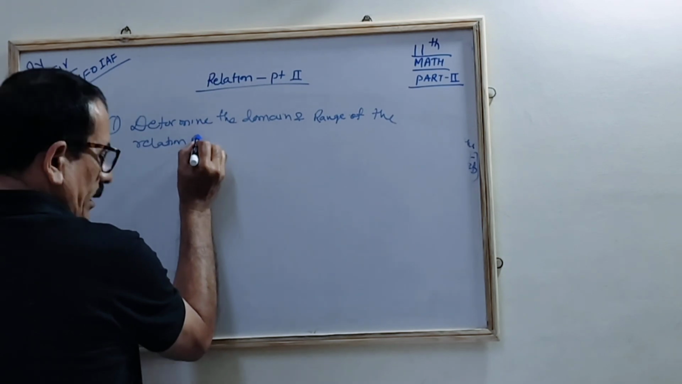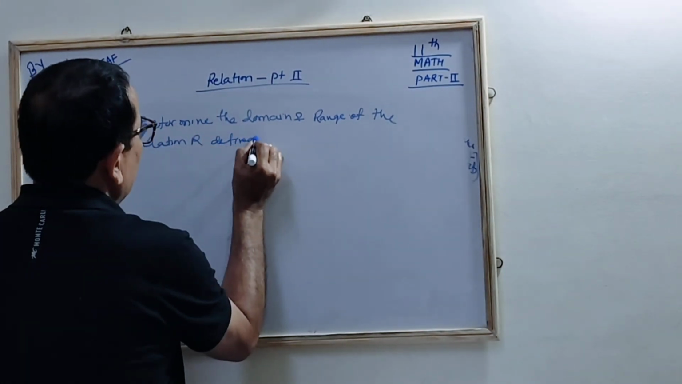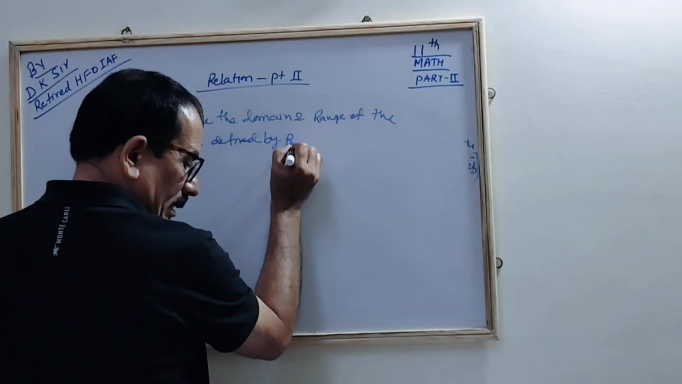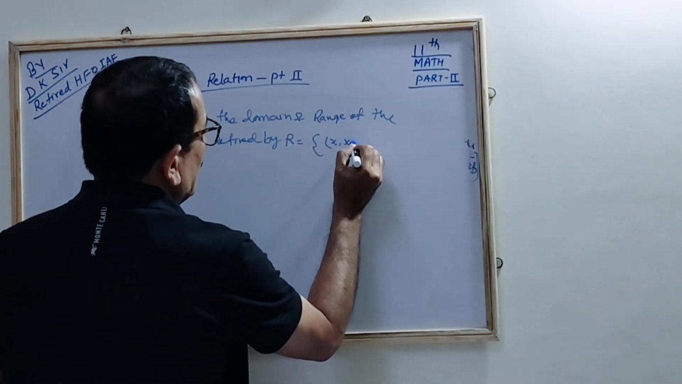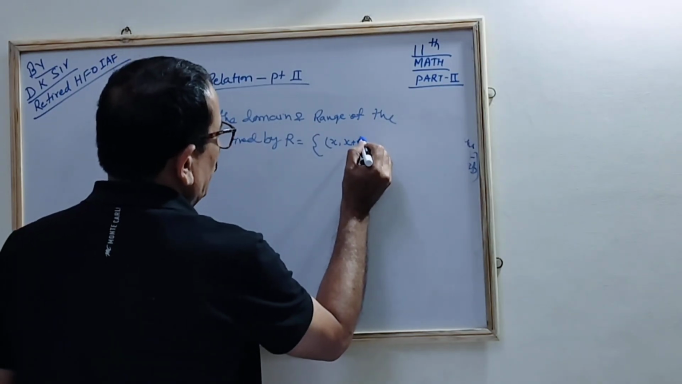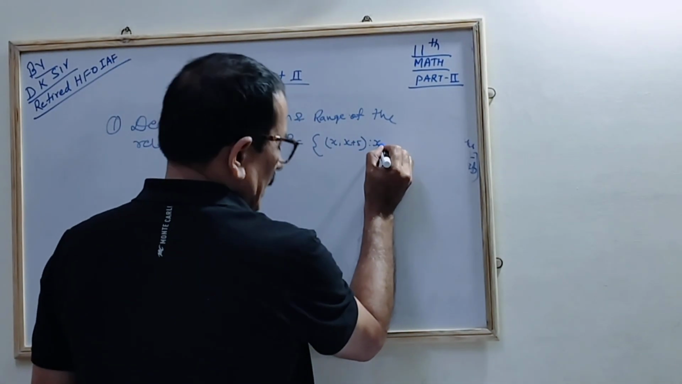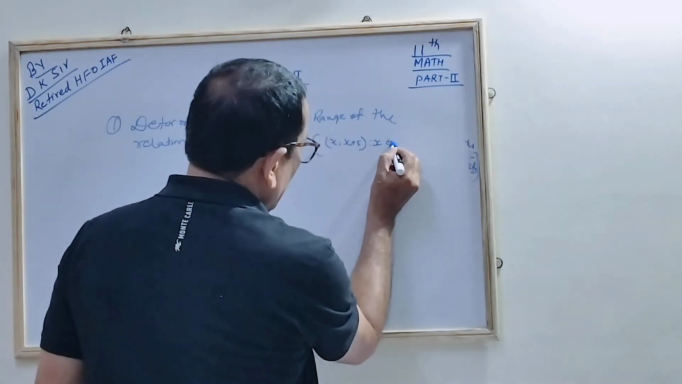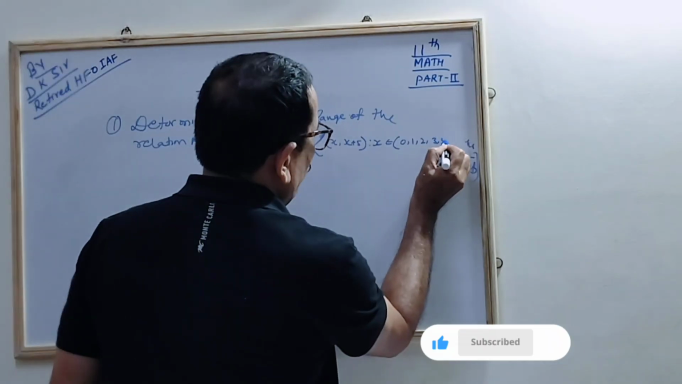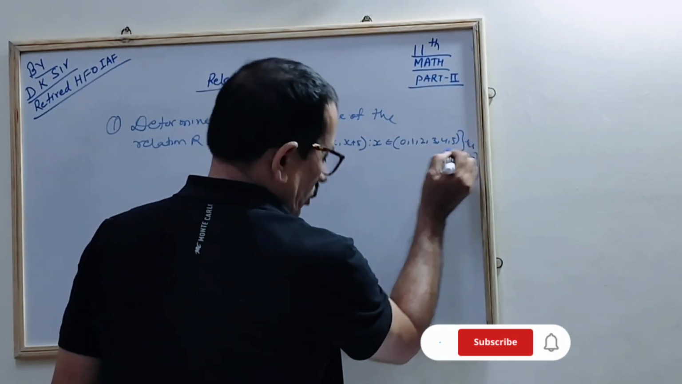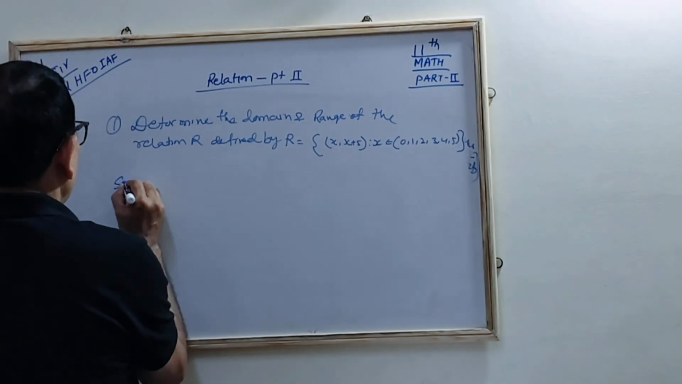Determine the domain and range of the relation R, defined by R equal to (x, x plus 5), such that x is an element of 0, 1, 2, 3, 4 and 5. Understood? Then the solution. How to find the solution?